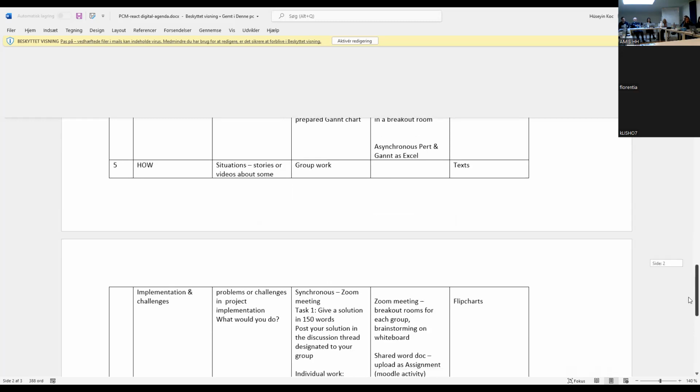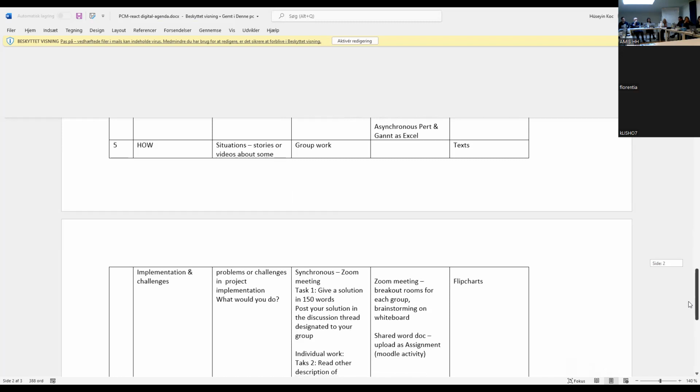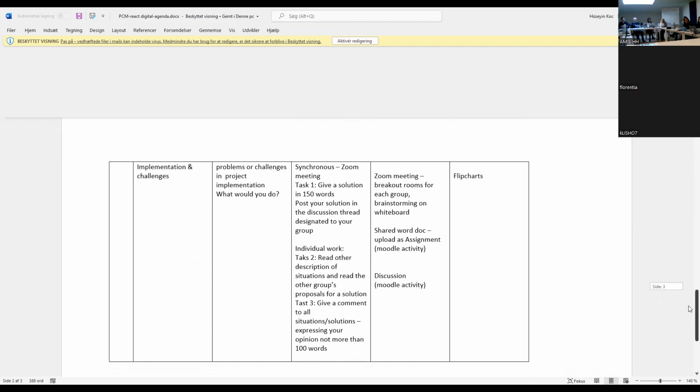We again provide them with situations. It could be stories or videos where people describe what kind of problems they had in implementation, because last day we talked about challenges in the implementation. And this is in 3 steps. First, they work as a group finding a solution, again, as a Zoom meeting. They need to post their solution in a discussion.